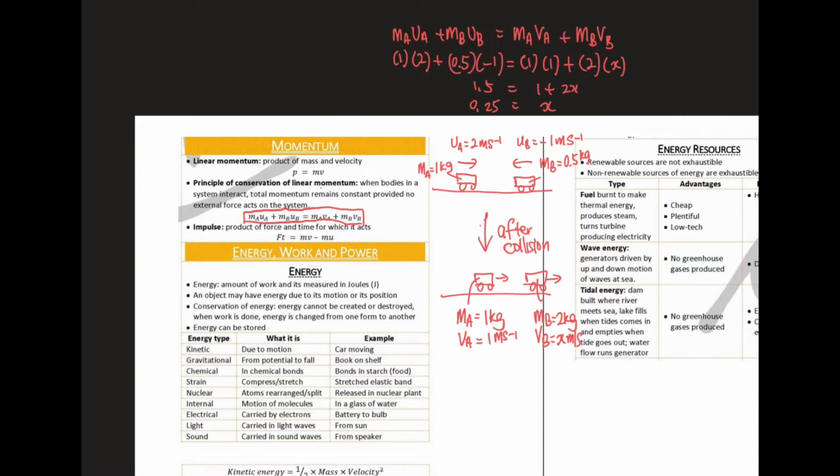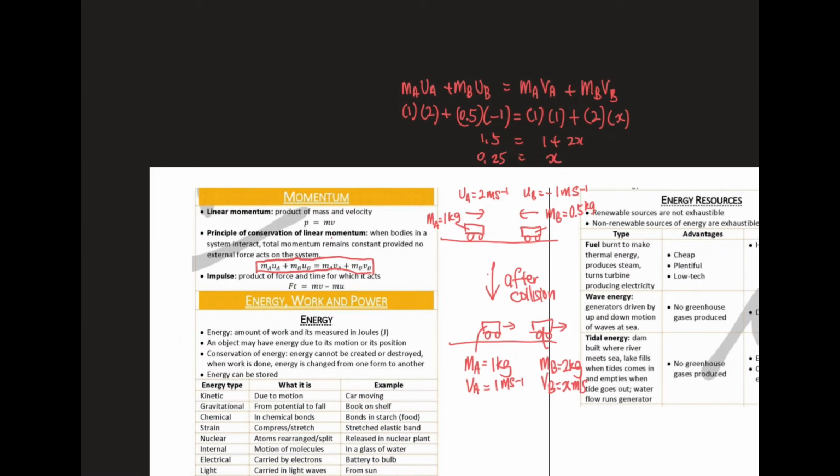That is how we use the principle of conservation of linear momentum to work out the VB. You can see the concept here is that the total momentum before collision is equal to the total momentum after collision. Okay, so the idea is like that. Now let's move on.